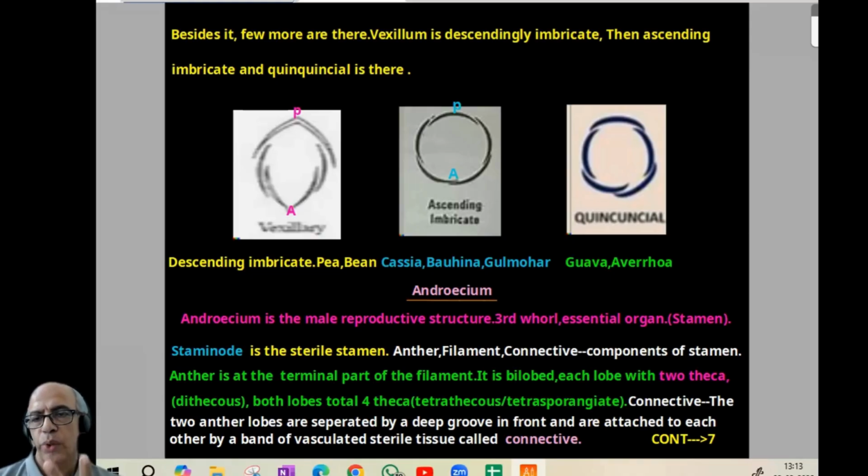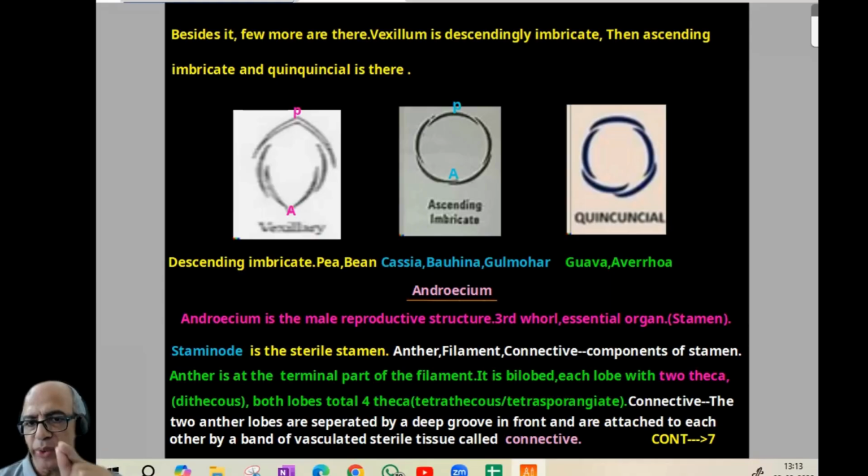Total 2 lobes. So the total number of theca will be 4. So both the lobes, when we take, it will be 4 theca. Each lobe 2 theca. 2 theca means dithecous. 2 lobes means 2 into 2, 4 theca. That is always called tetrathecous or tetrasporangiate. Bilobed and tetrasporangiate. Now connective. The 2 anther lobes are separated by a deep groove in front and are attached to each other by a band of vascularised tissue.